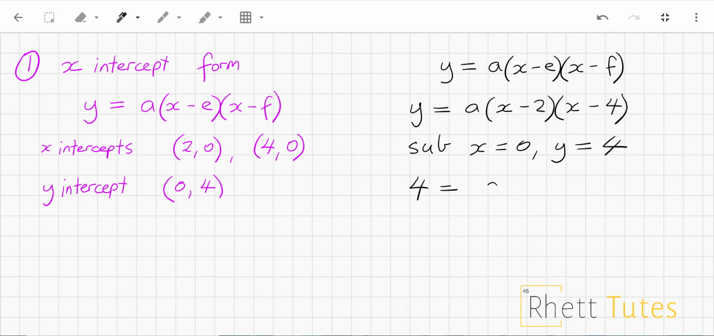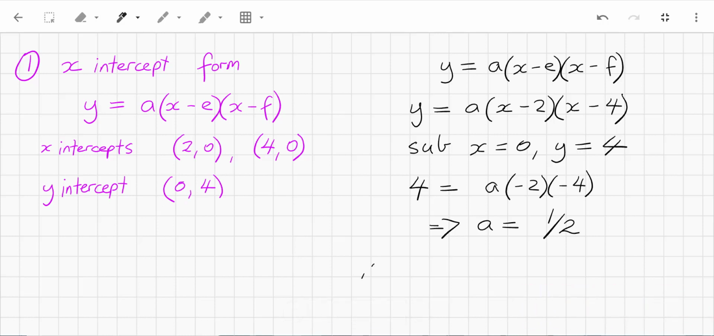4 is equal to a(-2)(-4), which then implies that a is equal to 1/2. So therefore, the equation for this first parabola is y = 1/2 (x - 2)(x - 4).